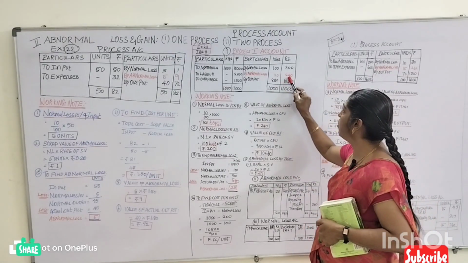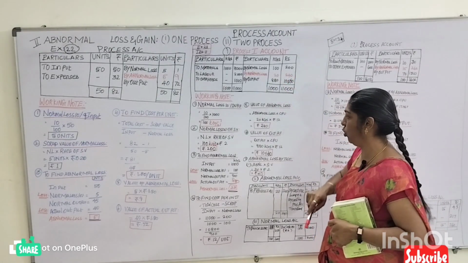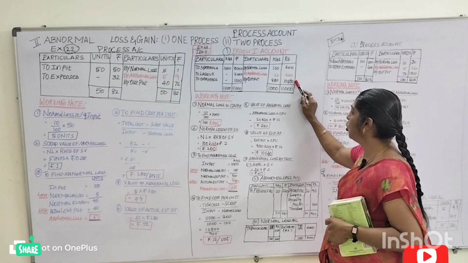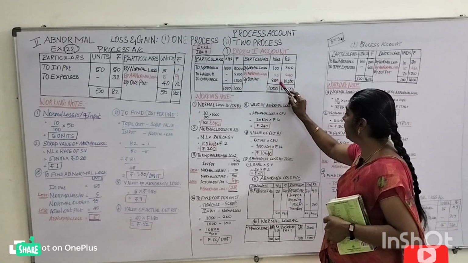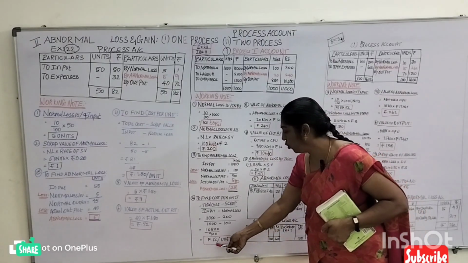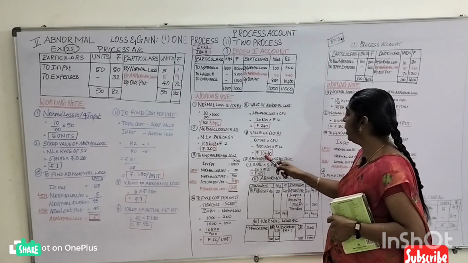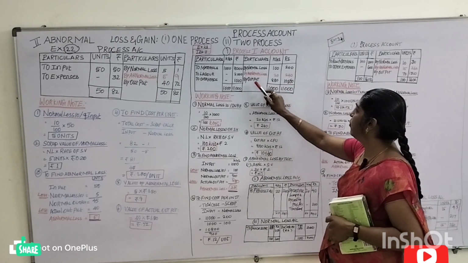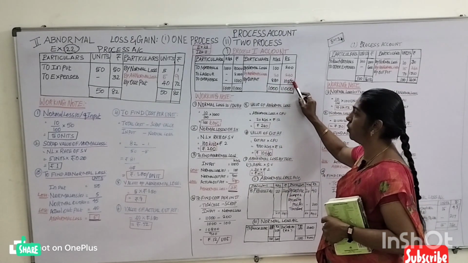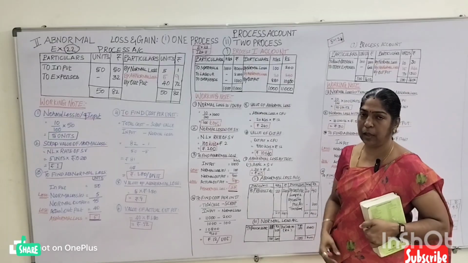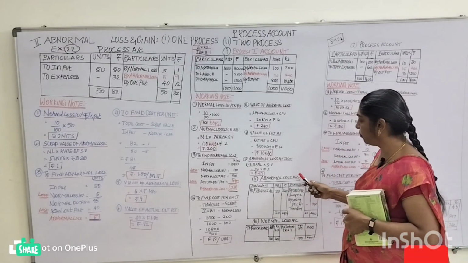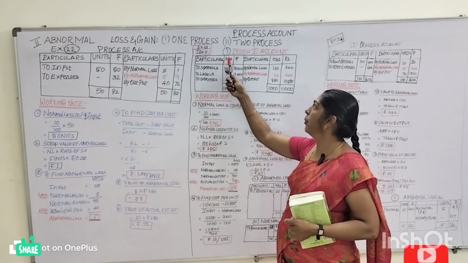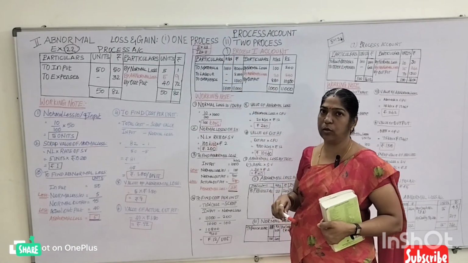The value of abnormal loss how many rupees? 240 rupees. Then we are going to find out the value of output. So for that, 880 into cost per unit 12 rupees, you will get 10,560 rupees. So the value of output is 10,560, entered. Okay, then they asked only to find out the process 1 account.